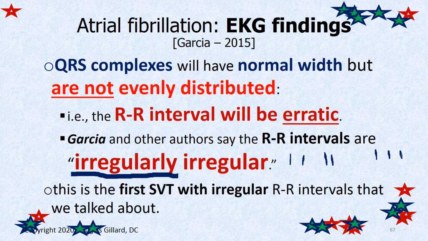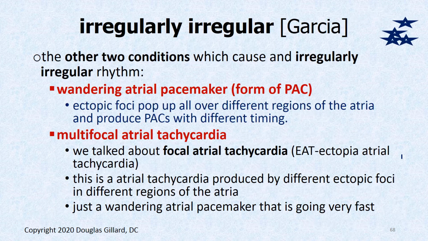And while the heart is in tachycardia, mind you, and we haven't seen that before, so this will be the first time we've seen that. There are two other conditions I'll mention that can cause these irregularly irregular RR intervals. One we just talked about, a focal atrial tachycardia. I didn't talk about a multifocal atrial tachycardia.